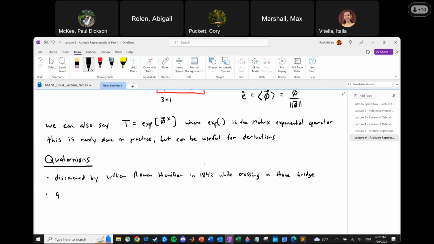So quaternions are a 4-parameter construct not susceptible to attitude singularities.